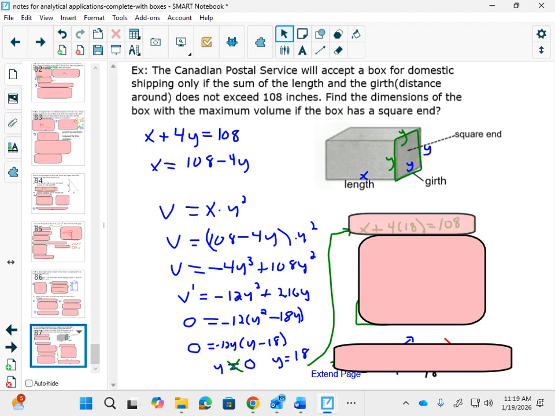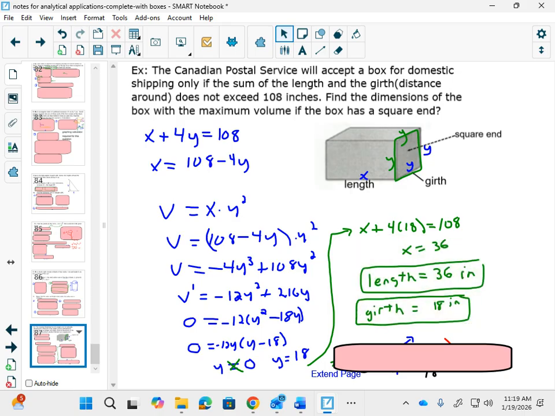So if y is equal to 18, you could solve for x, because x plus 4y has to be 108, which tells us that x had to be 36. So the length is 36. This is not the girth. This is just the width, which is 18. And you could show with your number line that 18, in fact, is the maximum because the derivative changes from positive to negative.